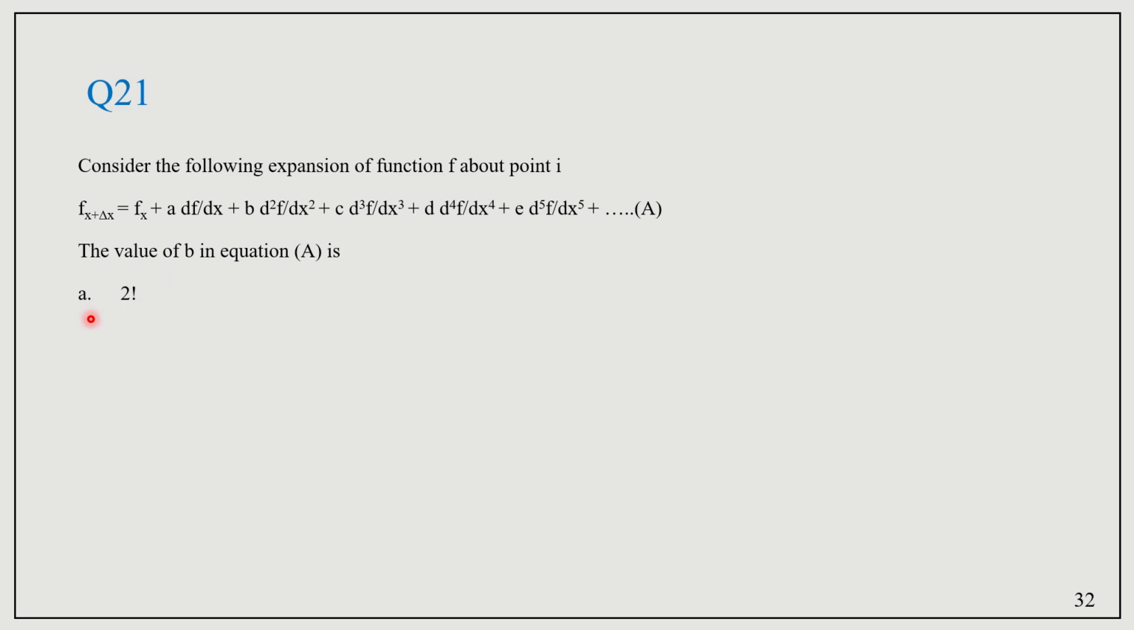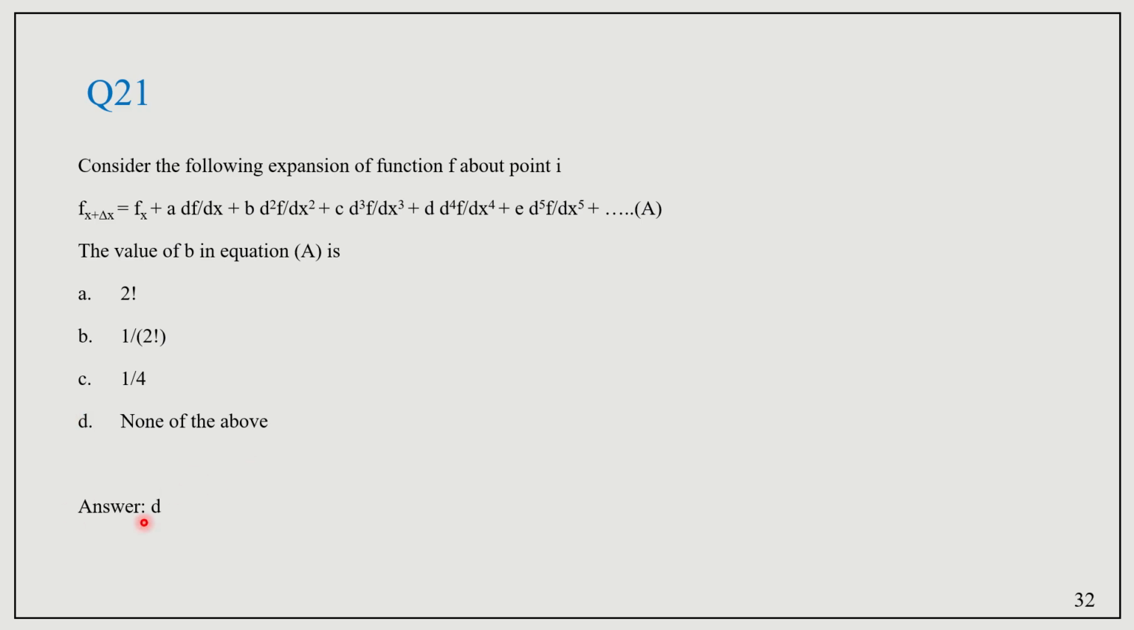Option A is 2 factorial, option B is 1 by 2 factorial, option C is 1 by 4, option D is none of the above. None of the above is the right answer, because the value of delta x is not specified, so we cannot directly take it as 1. x is point i, but we have no information about delta x. If delta x is given as 1, it would be 1 by 2 factorial. But since that information is not mentioned anywhere, we cannot assume it. So the answer is none of the above.